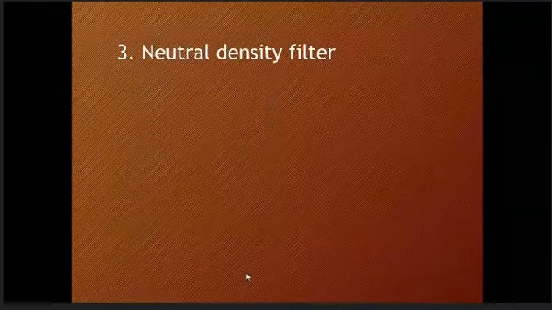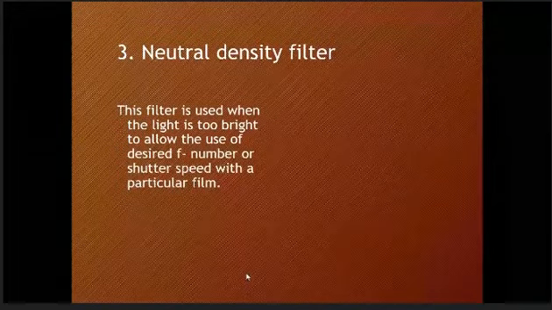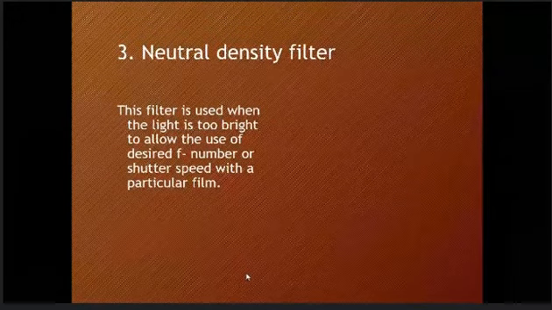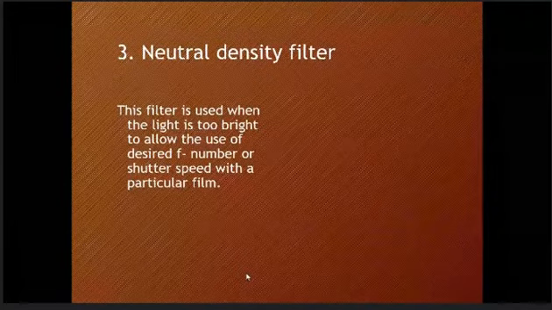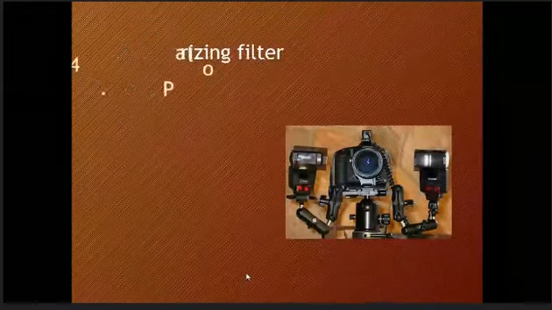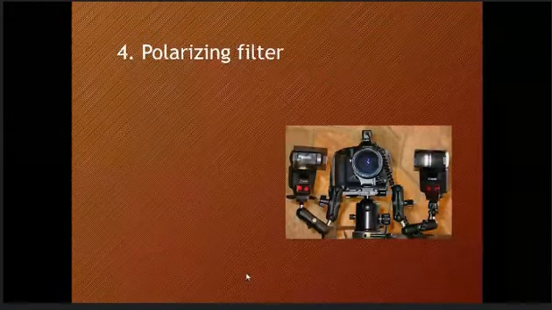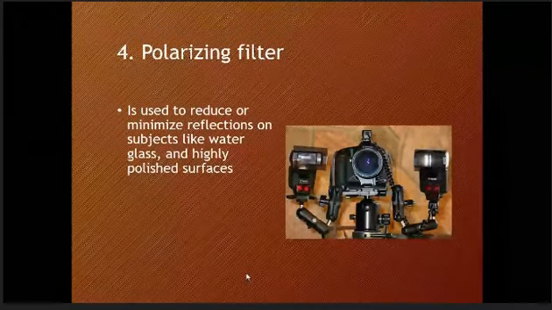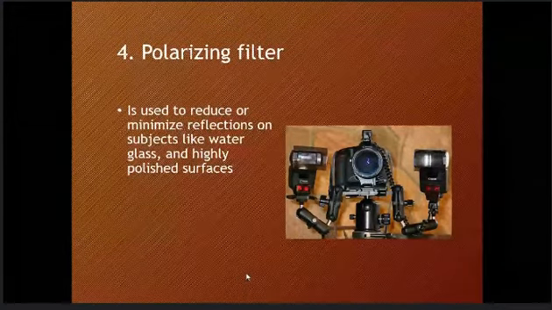Next is neutral density filter to neutralize. Now, when the light is too bright, to allow the use of desired F number or shutter speed with a particular film. No? So that is neutralized. When the light is too bright, the function of this neutral density filter is to neutralize. Next is polarizing filter. So this polarizing filter is used to reduce or minimize reflection, no? Like in water, glass, or highly polished surface, from the word polarizing.